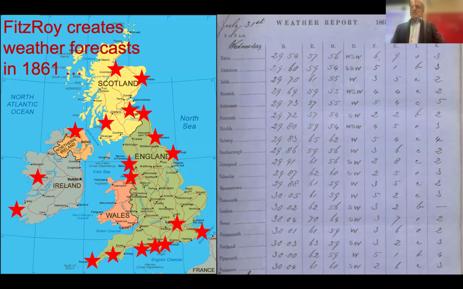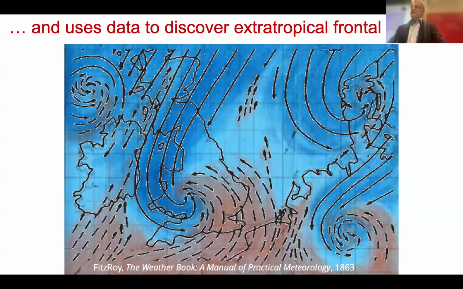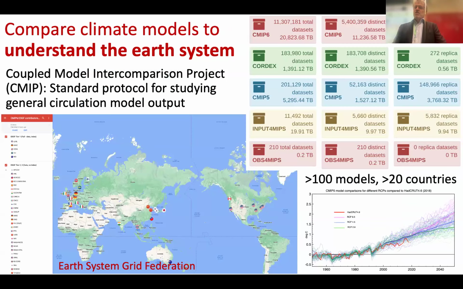But based on that, he was also able to do some astonishing things like understand for the first time the global structure of weather, at least in the context of Europe, in Northern Europe, and understand that there were things like extratropical frontal cyclones and so forth. So here, as elsewhere, climate requires the coordination of data collected from many different places. So here are some more modern examples. I'll just go through them pretty quickly.